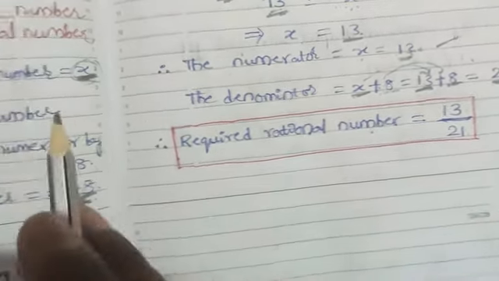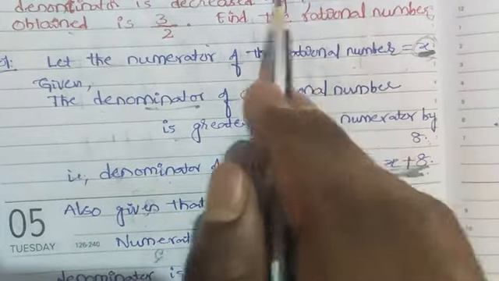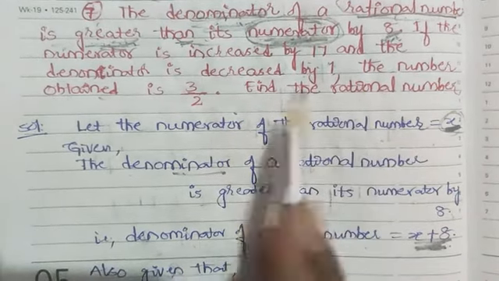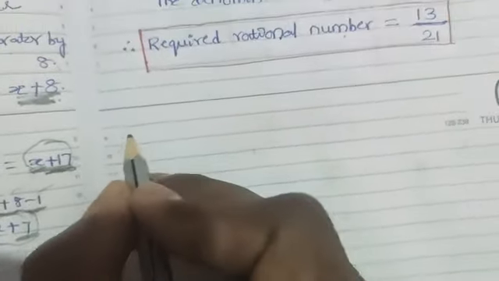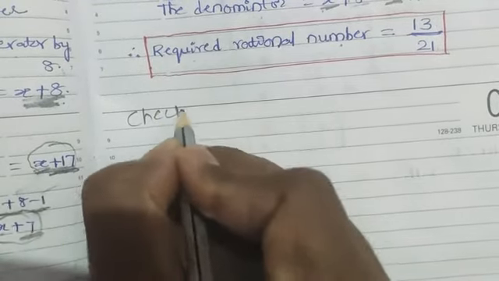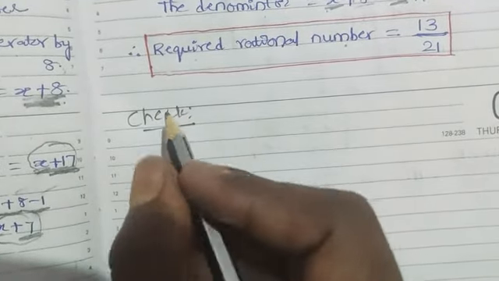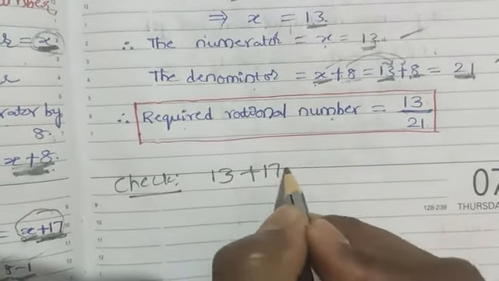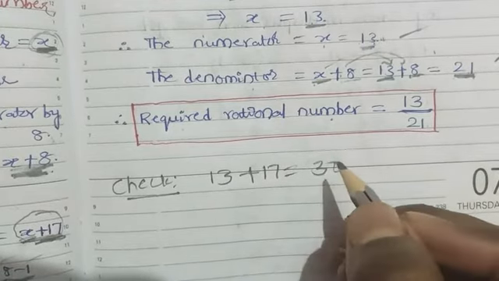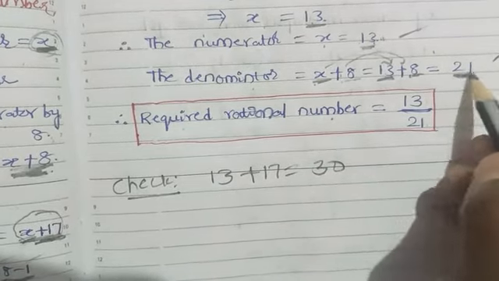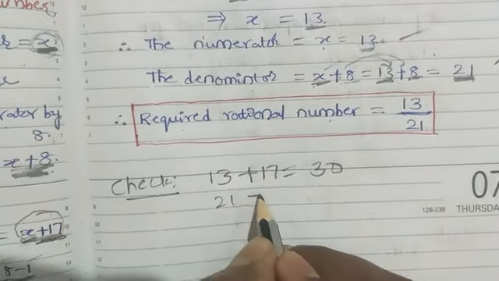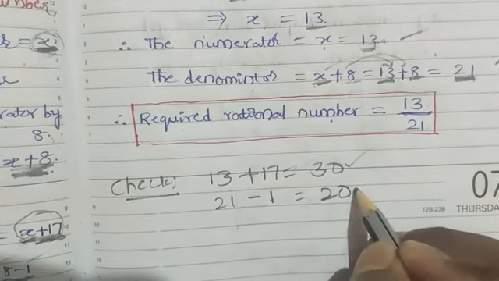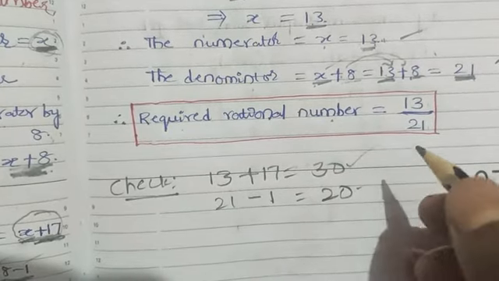Right. Next one. If the numerator is increased by 17 and the denominator decreased by 1, the number obtained is 3 by 2. Second condition I am writing as check. Numerator is increased by 17. Numerator how much you got? 13. 13 increased by 17 means 13 plus 17 is 30. And the denominator decreased by 1. Denominator is 21. So the denominator decreased by 1. Decrease means minus. So you will get the new numerator is 30. New denominator is 20. So the number obtained.